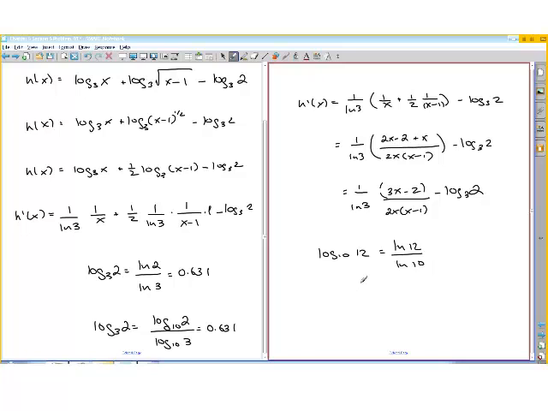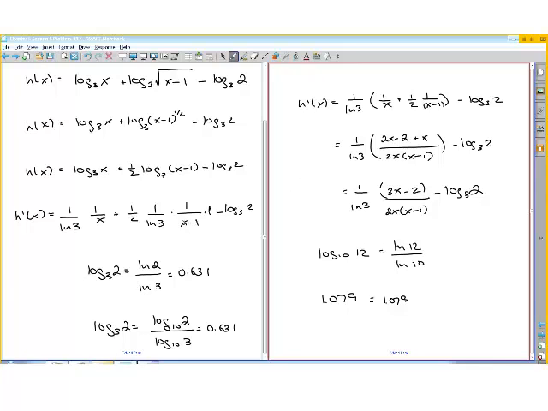Let's just prove that's right. If we put log of 12 into the calculator, the left-hand side is 1.079, and if we take the natural log of 12 divided by the natural log of 10, I get 1.079. So it does work. So really, the calculator probably doesn't calculate this directly. It calculates these directly, and then uses the quotient to get the base 10 stuff.